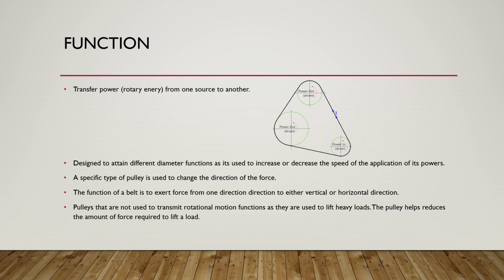The function of a belt is to exert force from one direction to either a vertical or horizontal direction. Pulleys that are not used to transmit rotational motion are used to lift heavy loads. The pulley helps reduce the amount of force required to lift a load. Finally, the function of a belt is to exert force from one direction to either a vertical or horizontal direction, depending on the position of the energy source and the position of the application it will be powering.